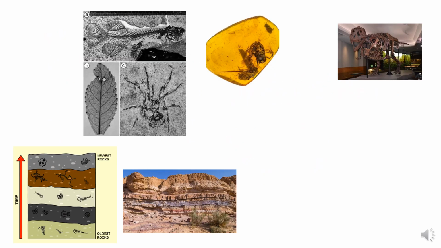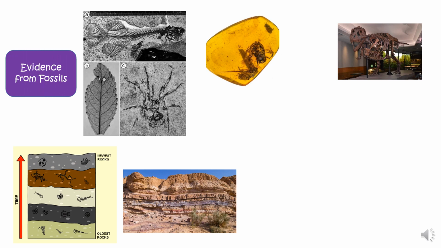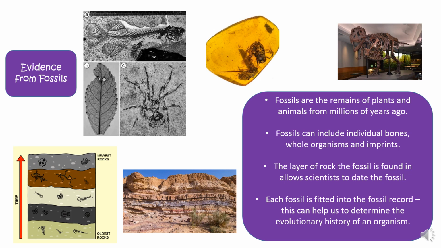Okay, so the first section is the evidence that we can get from fossils to provide evidence for evolution. So we should know already from previous studies that fossils are the remains of plants and animals from millions of years ago. So we've got some examples of fossils here.